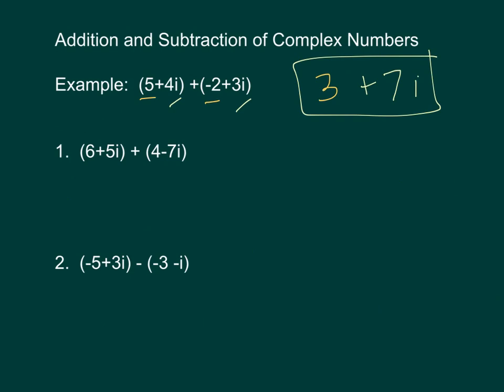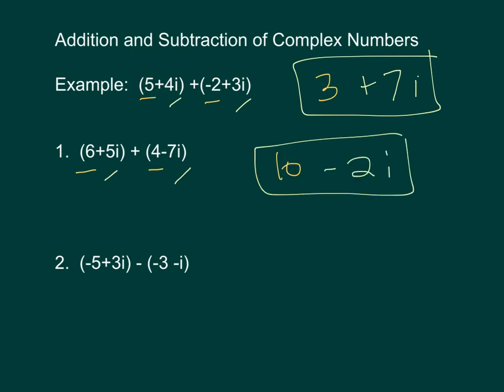Pretty straightforward. So 6 plus 4 is 10. 5i minus 7i, or plus -7i, is a -2i. So that's your answer. Last one, -5. And then here we're subtracting, so you're going to need to distribute that negative just like we would any other way. So that would be a plus 3 and a plus i.